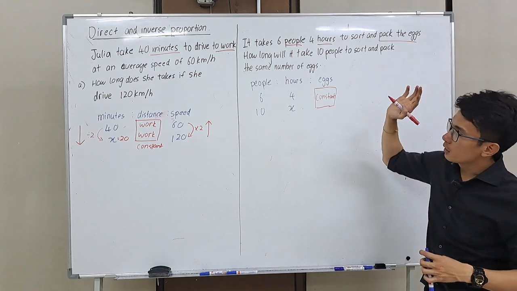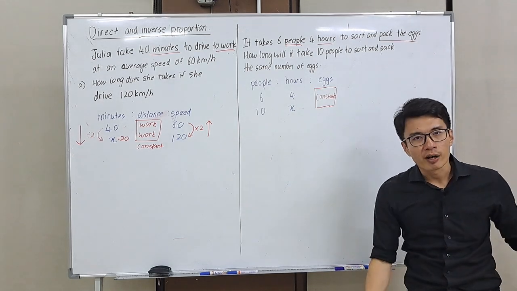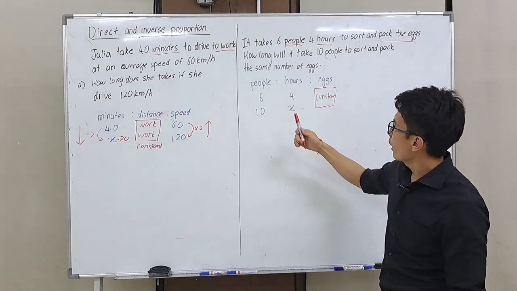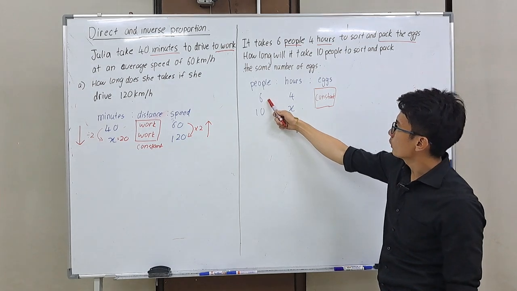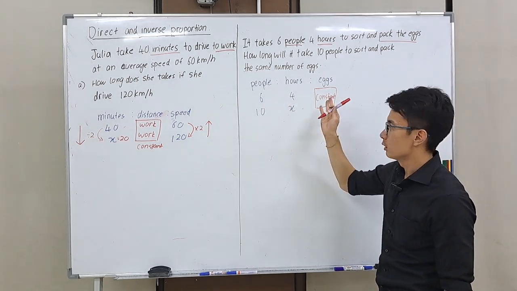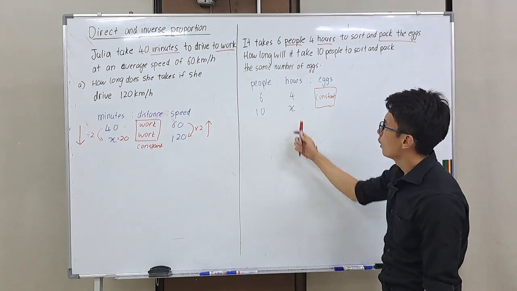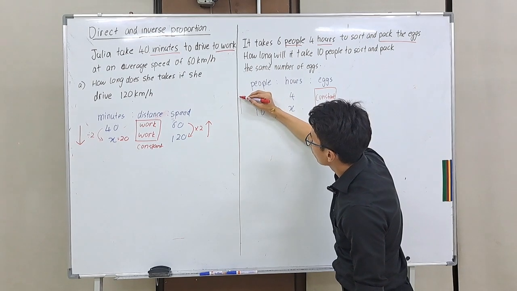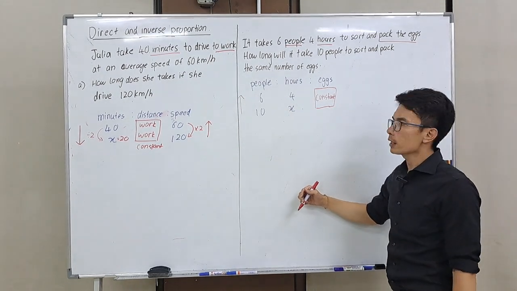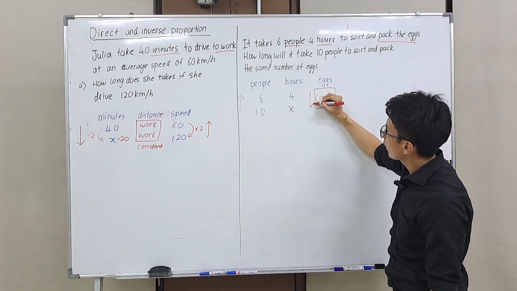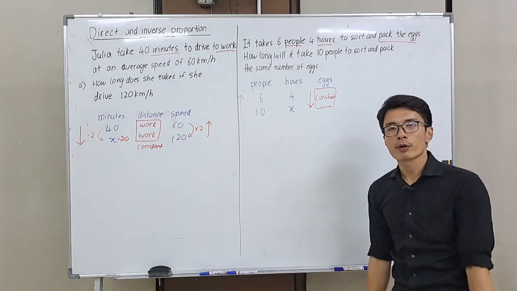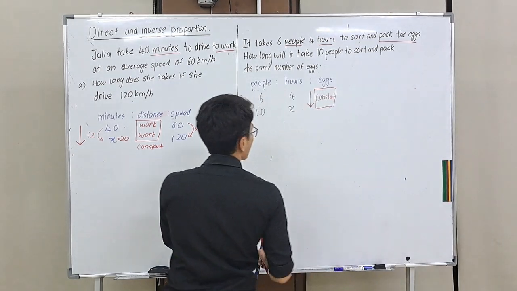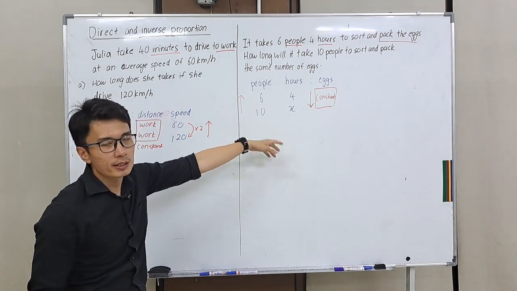Now, first again, when we see another word problem, let's identify: are they direct or inverse? I have six people, and it will take me 4 hours to pack a certain number of eggs. I have more people now, I have increased the number of people. By right, I should take less time to complete, correct? I have more people right now, so I should have less time. So we already identified that this is an inverse proportion.